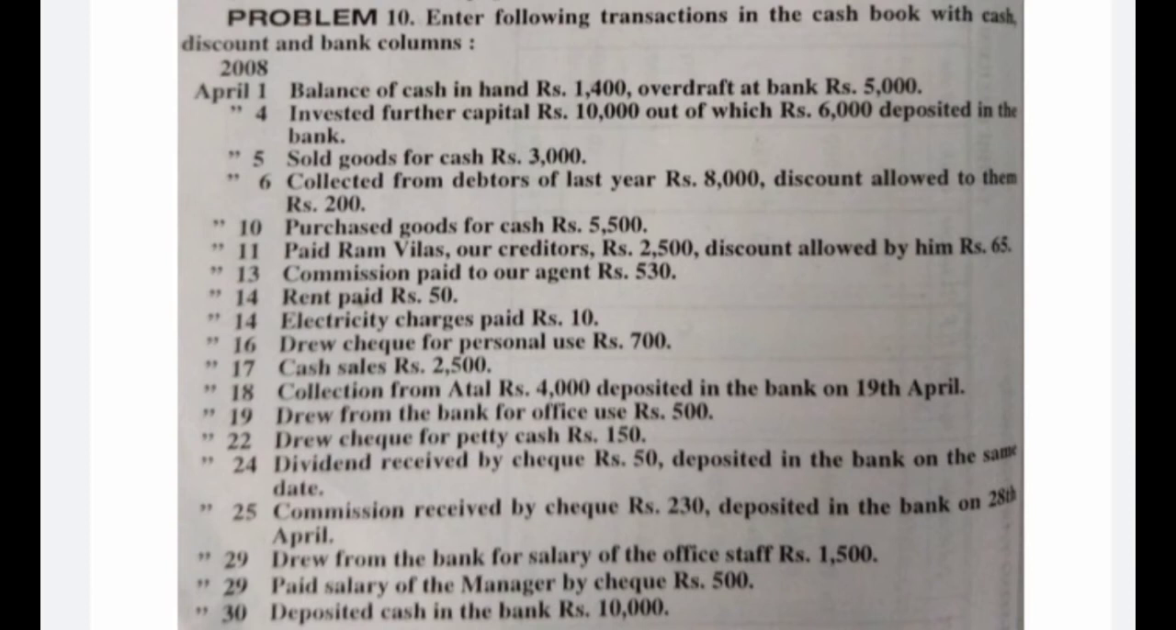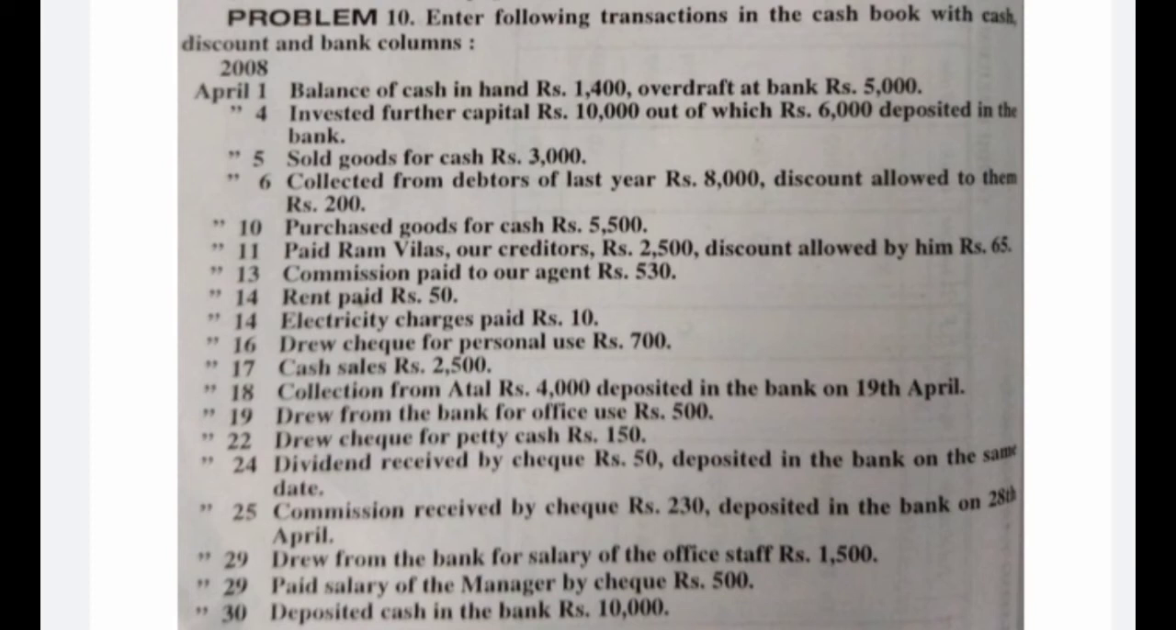Next, invested further capital rupees 10,000, out of which 6,000 deposited in the bank. So investor capital of rupees 10,000 is the amount, that is what would be the entry. If you observe, this problem number 10 is very similar, all the transactions are very similar to problem number 6. Same similar transaction, but the amounts are different here. No problem, we will finish this also.